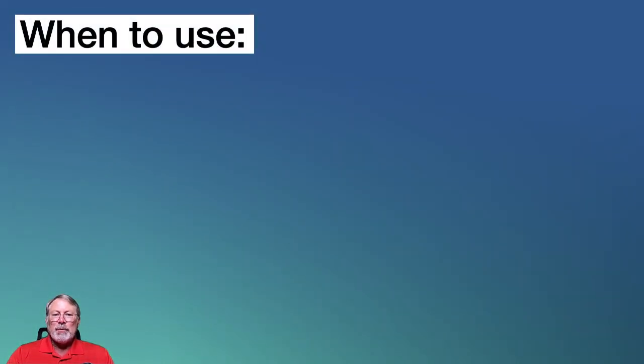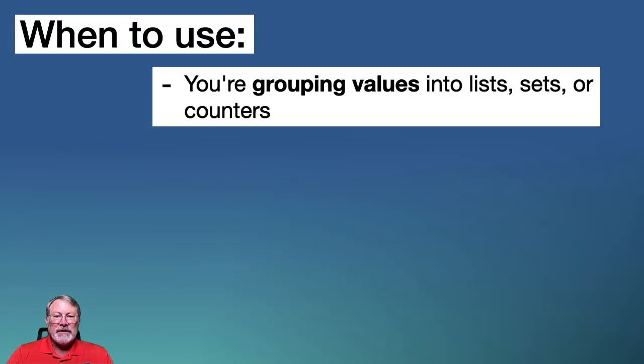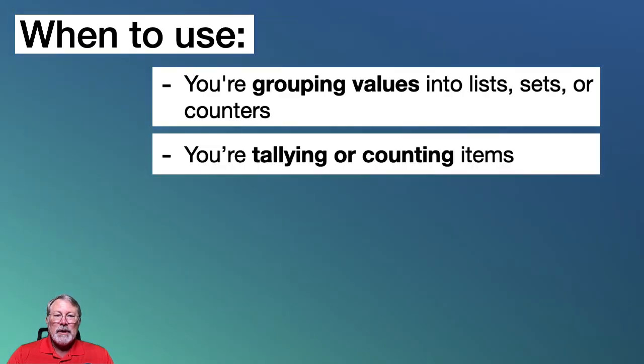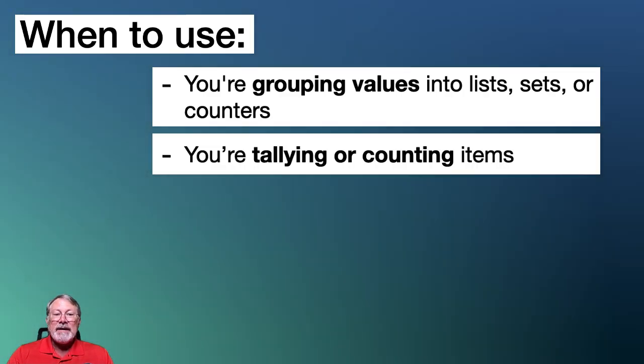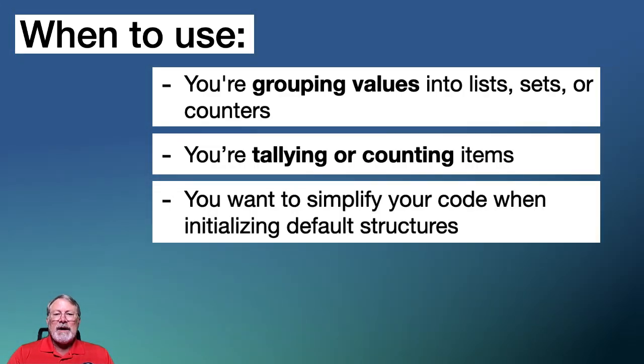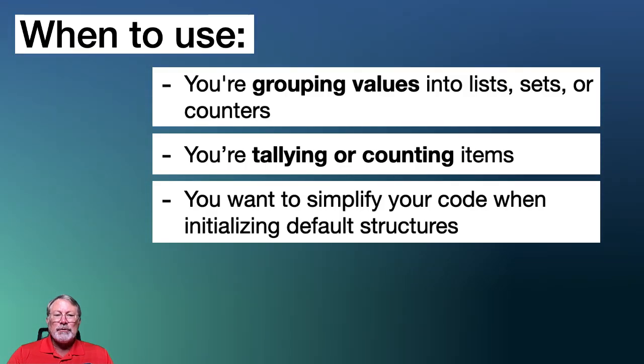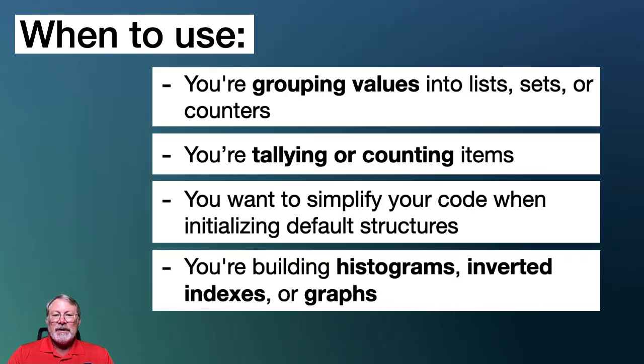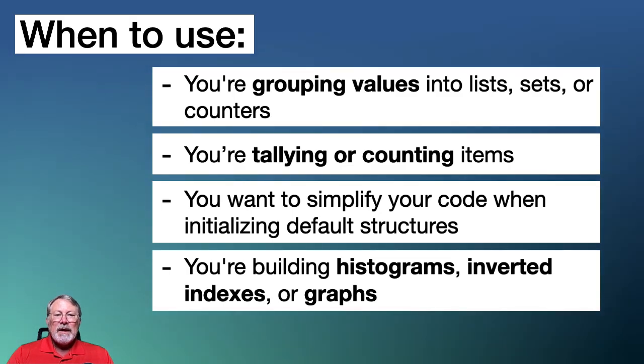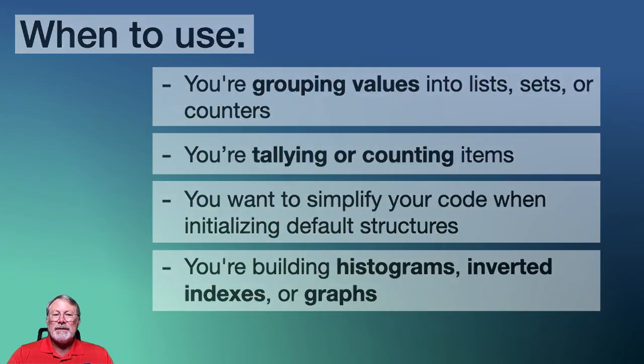Defaultdict is perfect when you're grouping values into lists, sets, or counters. You're tallying or counting items. You want to simplify your code when initializing default structures, or when you're building histograms, inverted indexes, or graphs. Anytime you need to build a dictionary with default containers, defaultdict is your best friend.